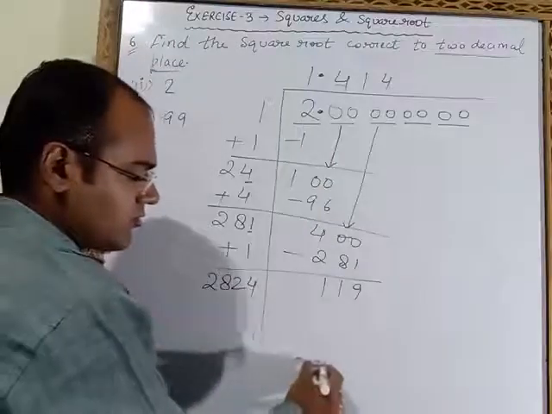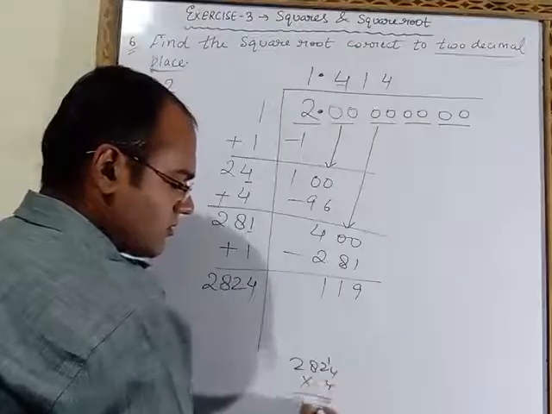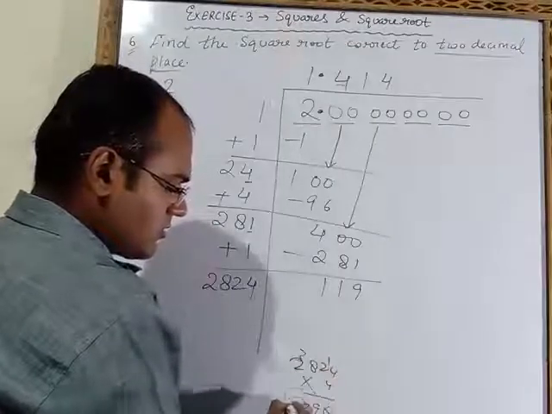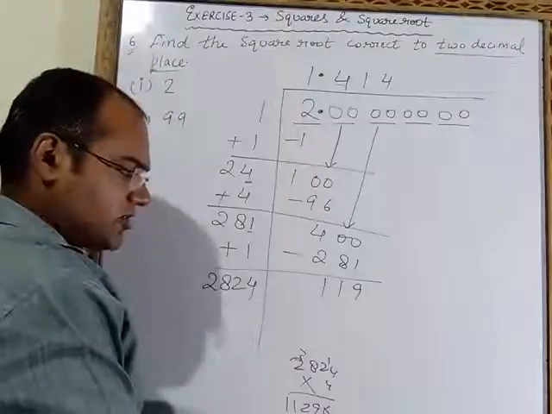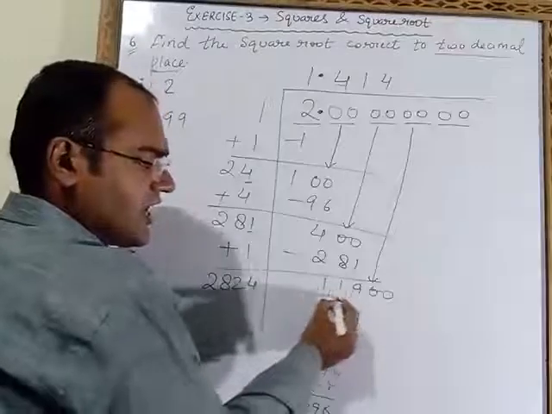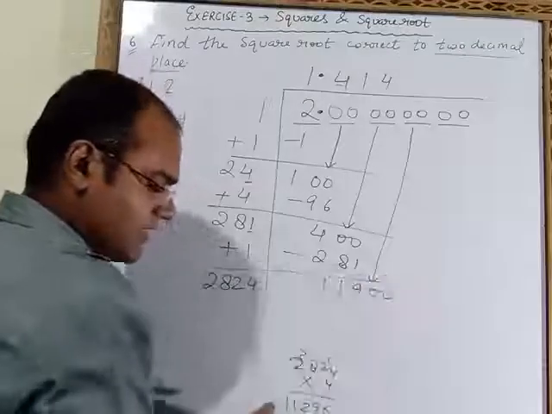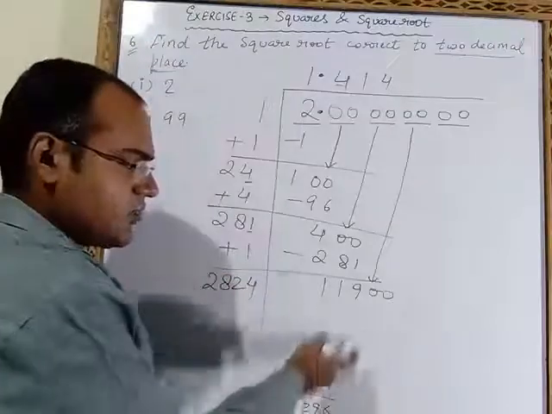2824 multiplied with this 4. Answer is 11,296. 11,296. These 0 we will bring down. This is 11,900 and my answer is coming 11,296. That means I had done correctly. This is smaller than this.